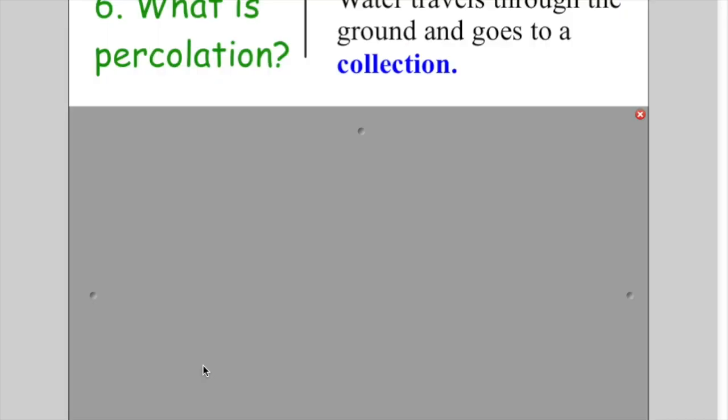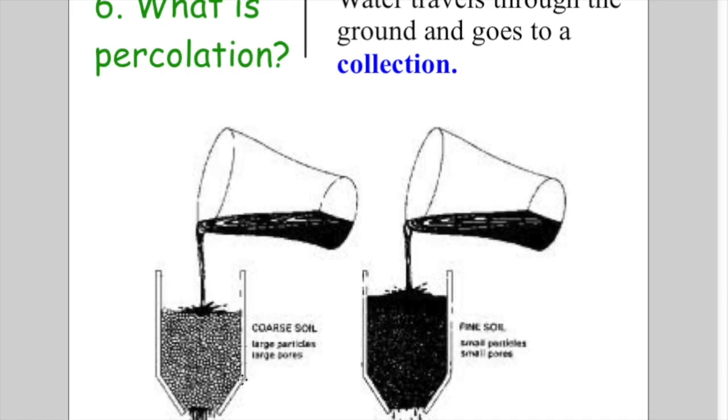Number 6, percolation. Percolation is when water travels through the ground and goes to what we call a collection. Imagine that this is the earth and it rains on the earth. Where does the water go? Lots of the water goes across the land and runs off, but a lot of it also returns into the earth and drips in through the particles, and that is called underground water. That underground water process is called percolation, and it goes to something we call a collection.